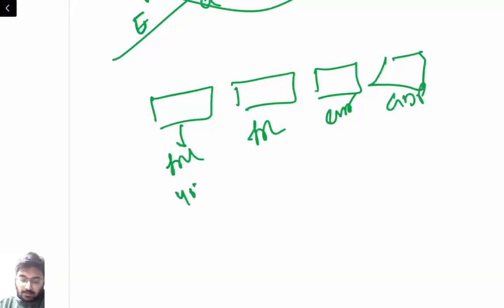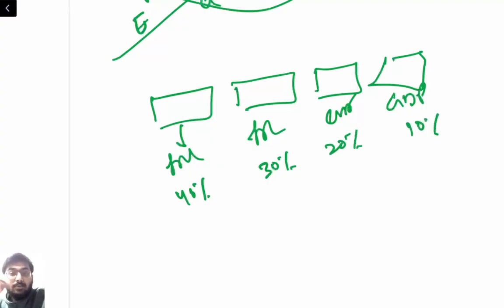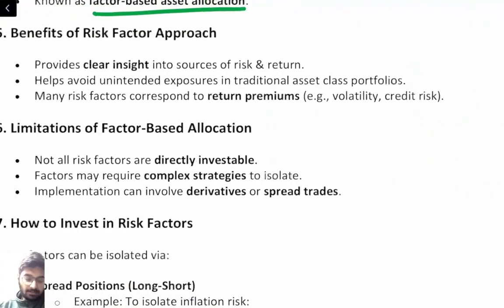I'll put 40% of my portfolio on this, 30 on this, 20 on this, and say 10 on this. Are you clear? So I'll put my investment based on the risk factors rather than on the asset class. Now the question is, is this good? See, nothing is perfect. Everything has its own limitations.